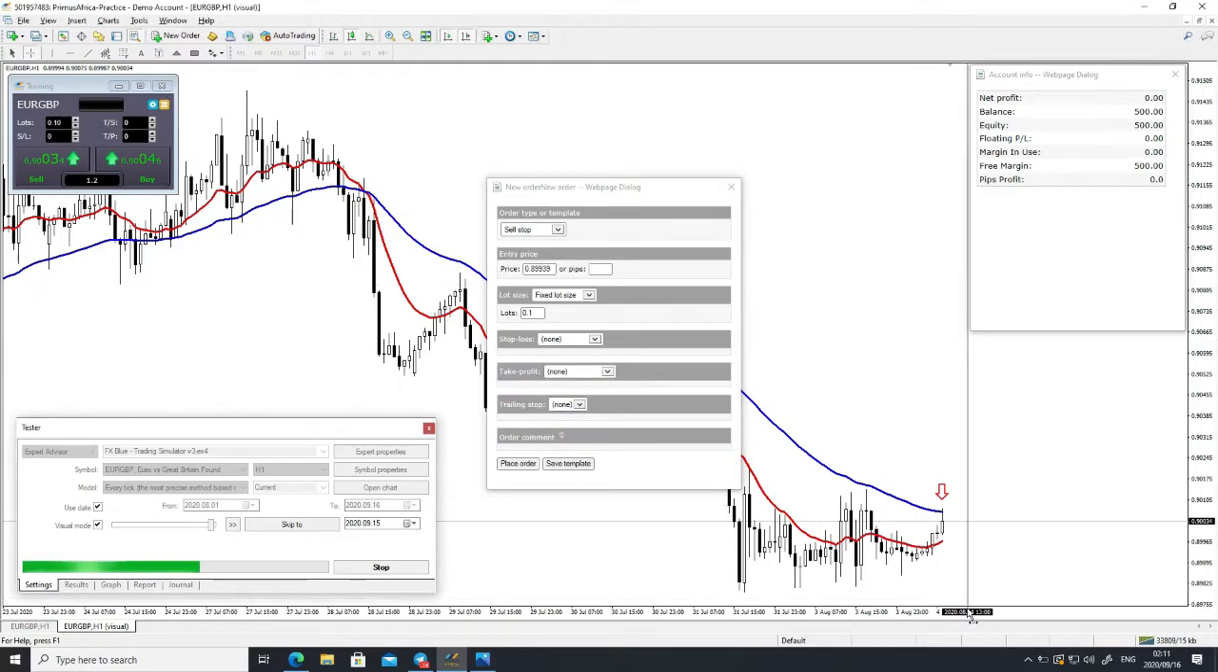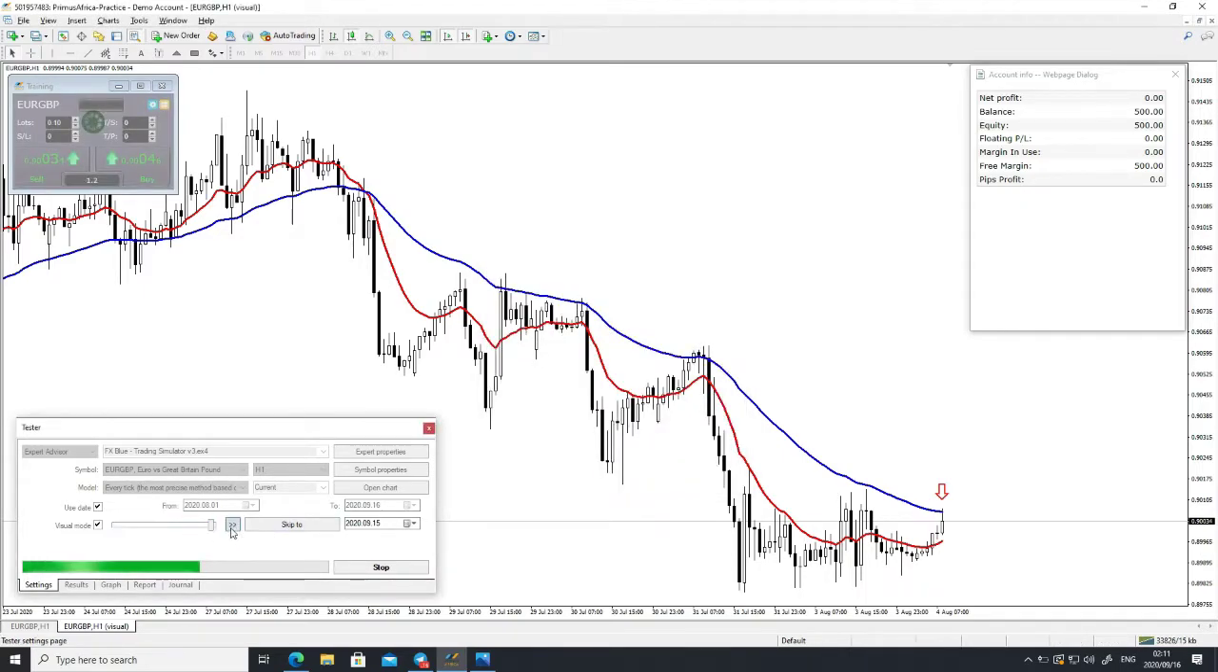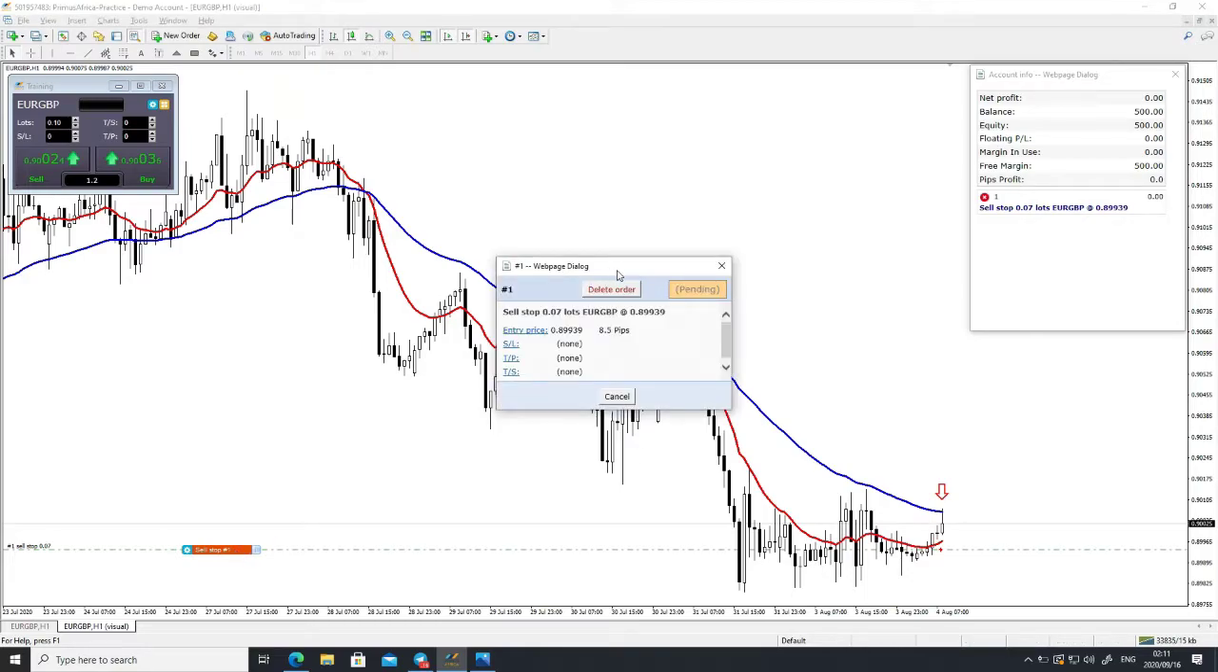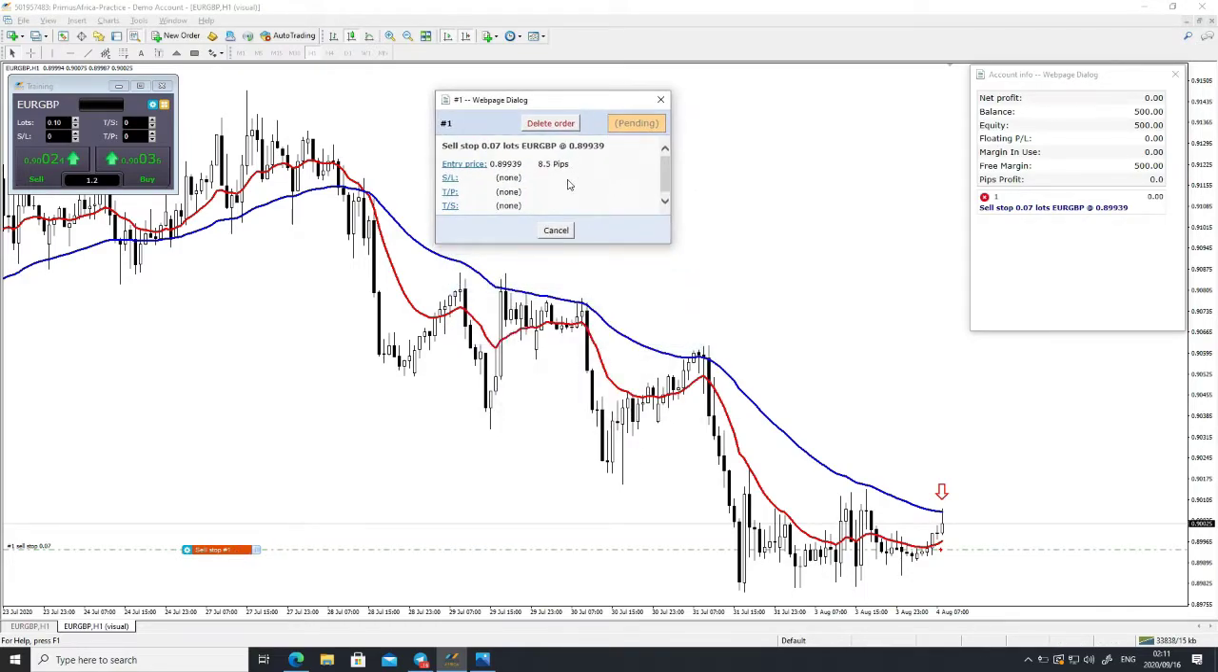Okay, so here's the sell. So I'm just going to measure the distance. Okay, so my lot size, I just want to lose, probably risk $10 there. So my lot size is going to be 0.07. Right, so I'll just pause it a bit so that you can see that my order is just below the red line. So now I want to set my stop loss and my take profit.